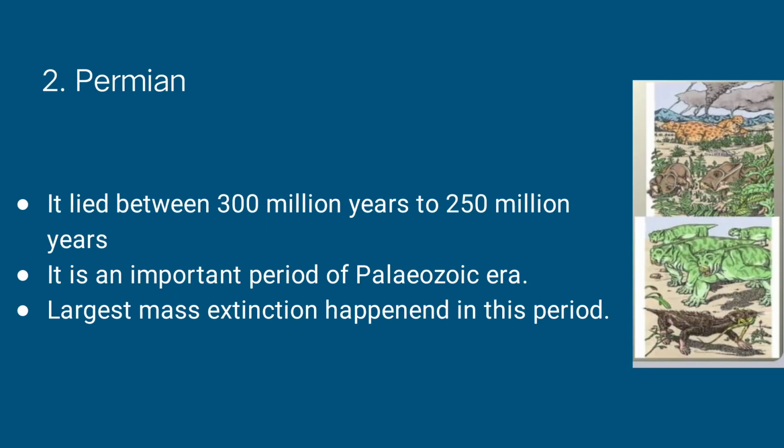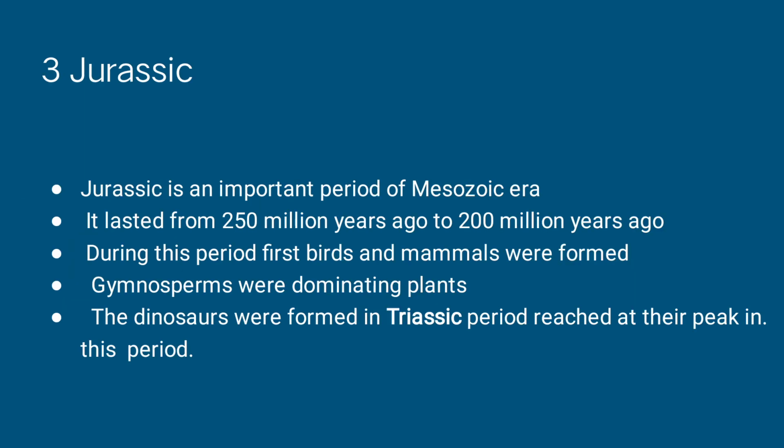Permian. It lay between 300 million years ago and 250 million years ago. It is an important period of Paleozoic era. The largest mass extinction happened in this period.